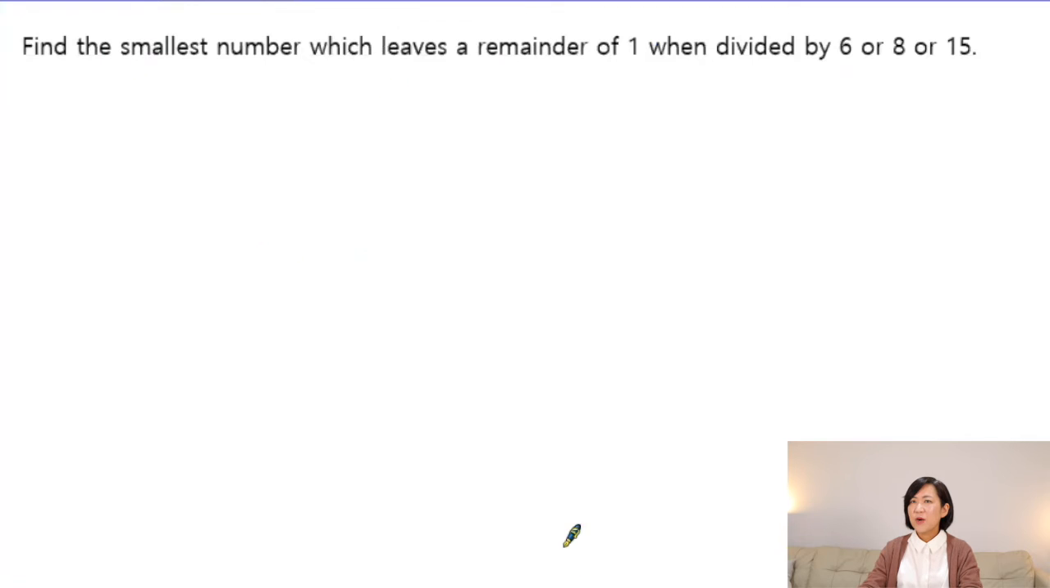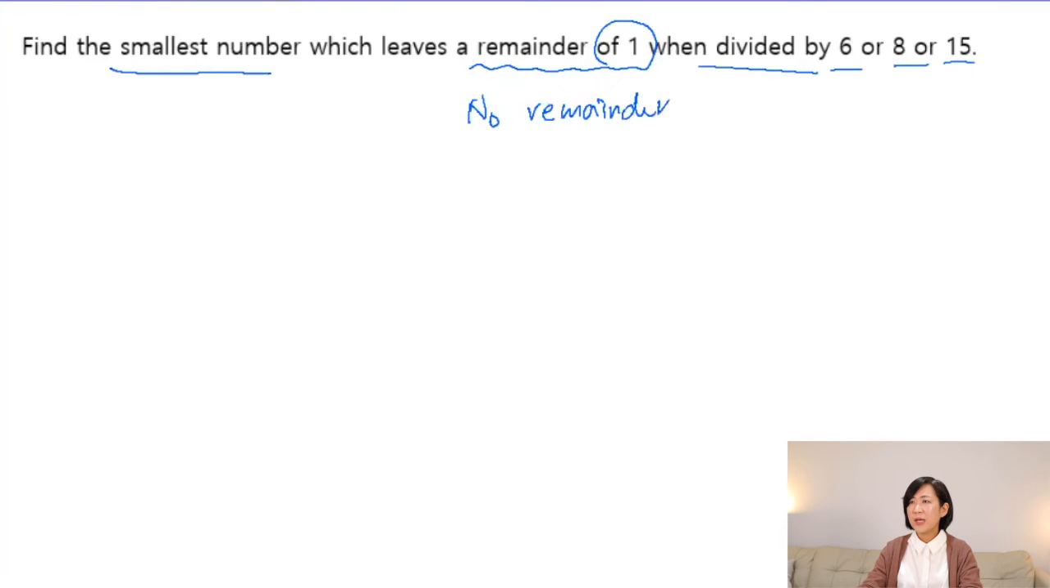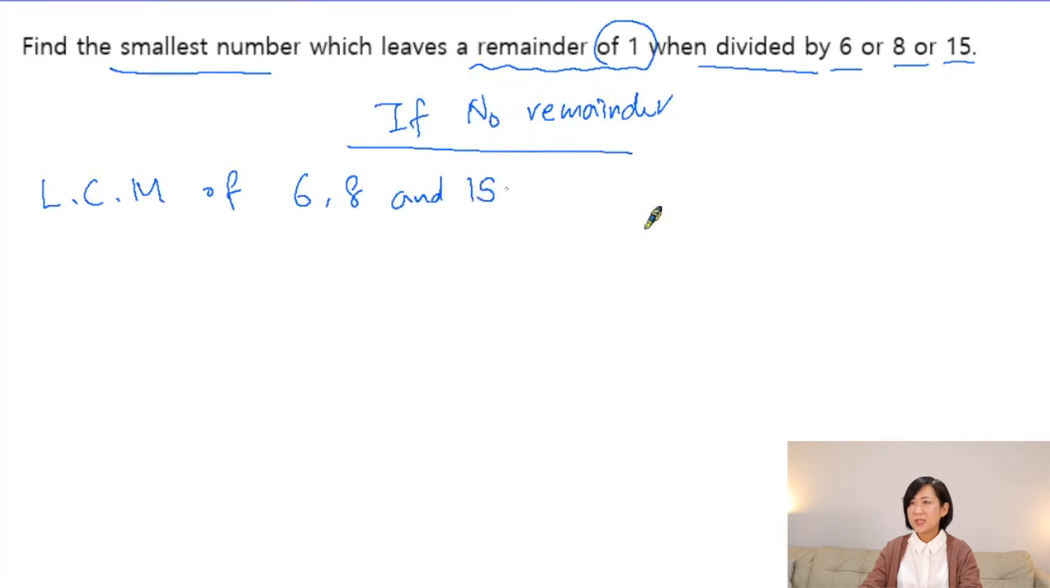Next question. Find the smallest number which leaves a remainder of 1 when divided by 6, 8, or 15. This time you need to find the smallest number, but it has a remainder. But you need to think about it. If there's no remainder when you divide it by 6, 8, 15, what is this all about? That means you need to find the LCM, the lowest common multiple, of 6, 8, 15, right?